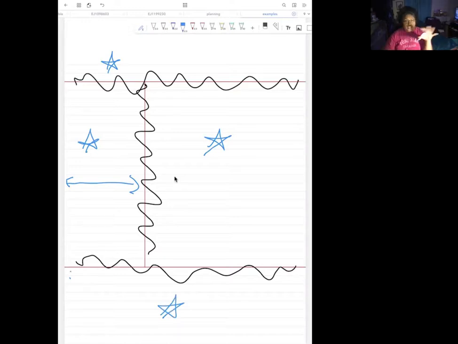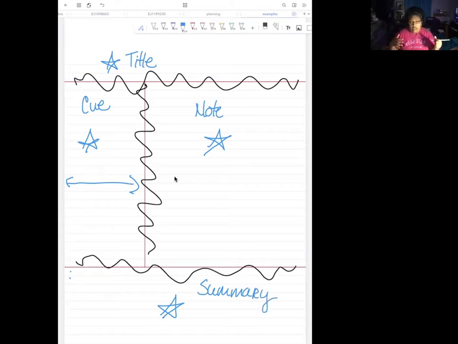Okay, so each of these sections has a title or a name. This section is called the title. This section is called the cue. This section is called notes. And this section is called the summary. Pretty much, the names actually tell you what goes in here.